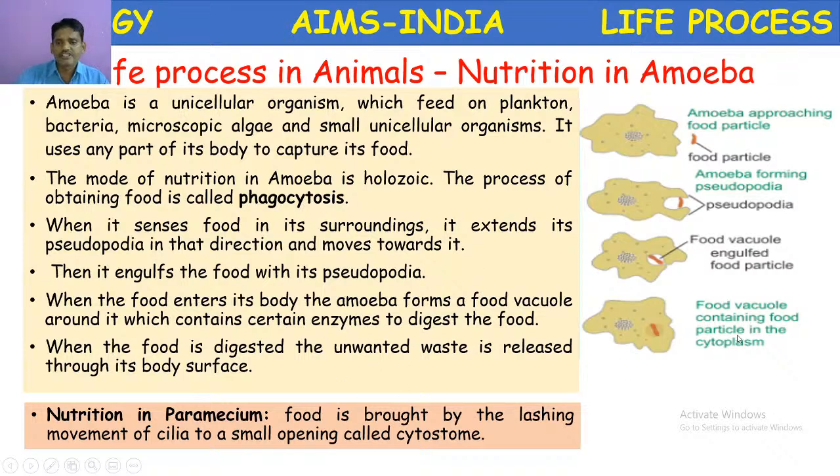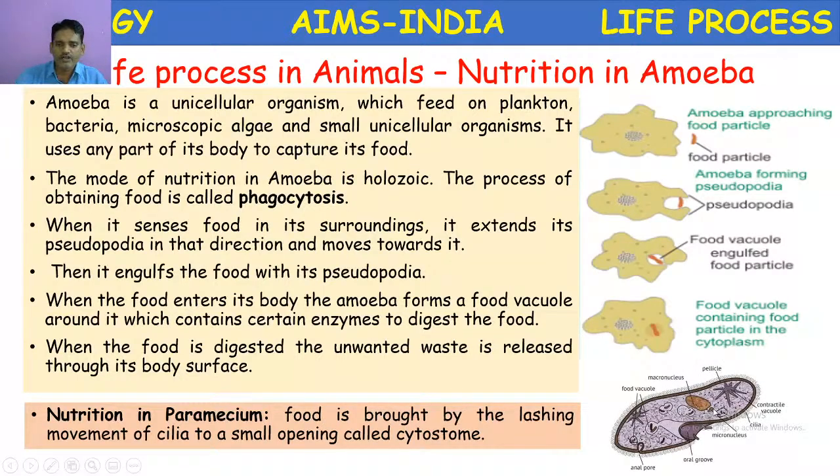Next, nutrition in paramecium. Paramecium is also similar. The paramecium is also a unicellular organism. The food is brought by the lashing movement of cilia to a small opening called the cytostome, the oral groove. The tuft of cilia will push the food materials into the body. After that, a food vacuole is formed. Again, digestion takes place in the food vacuole.